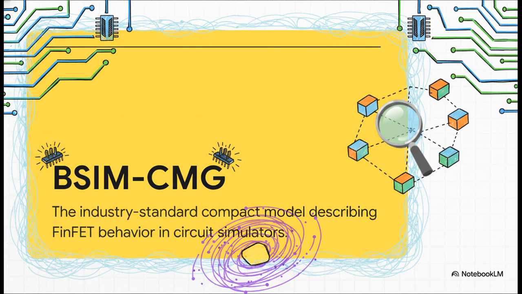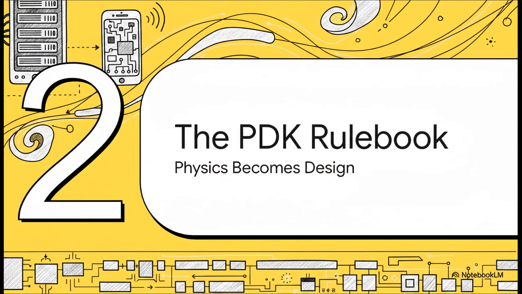It's just a lightweight set of equations that captures the essential physics without needing a supercomputer to run it. It's basically the universal language that every single chip designer speaks. Okay, so we've got our model. Now let's see how this all gets turned into a rulebook that designers can actually use to build, well, everything.